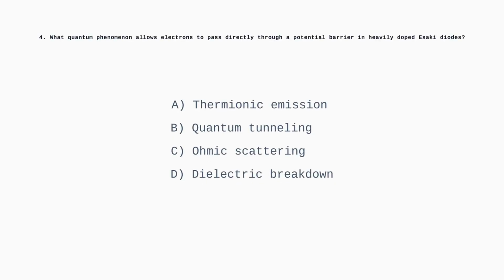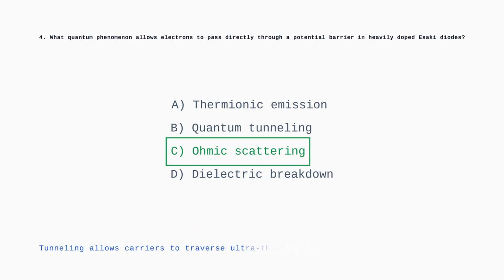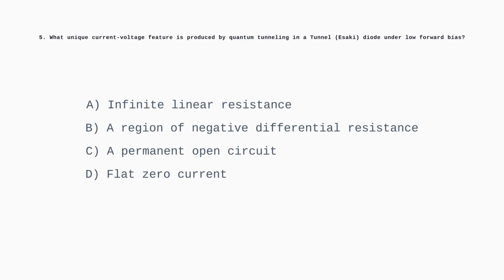Question 4. What quantum phenomenon allows electrons to pass directly through a potential barrier in heavily doped Esaki diodes? In ultra-heavily doped junctions, the depletion layer is thin enough that electrons can tunnel straight through the barrier via quantum mechanics.